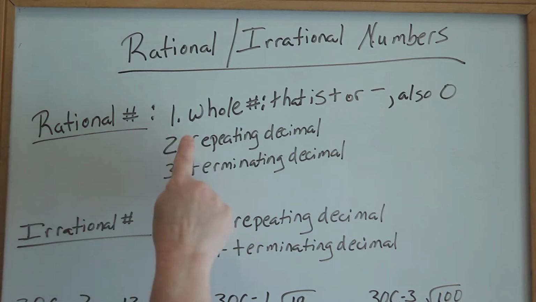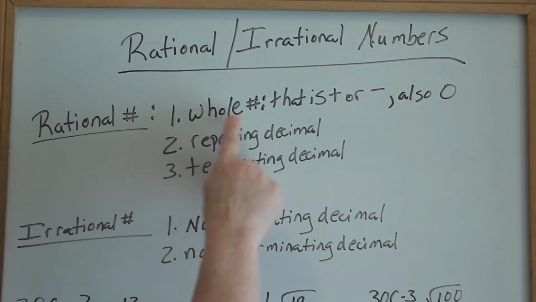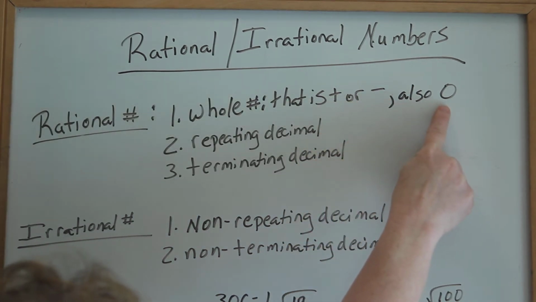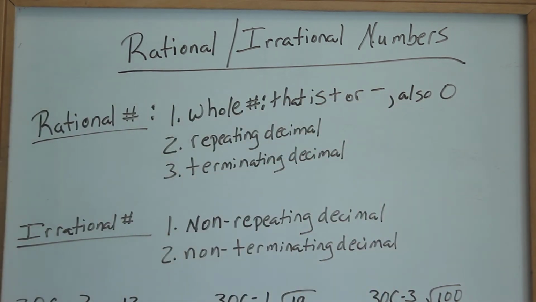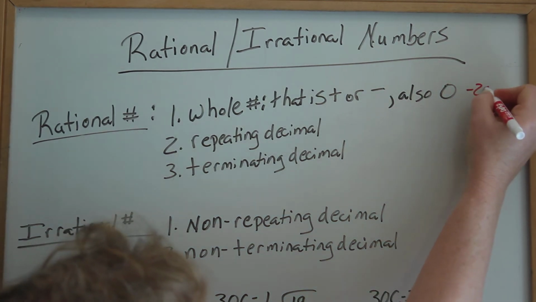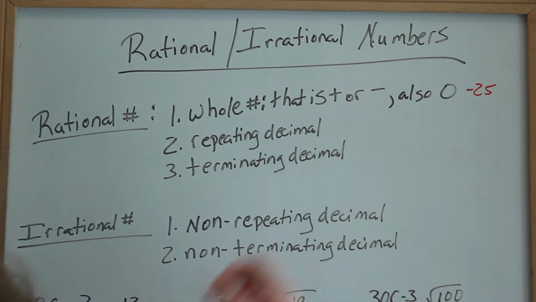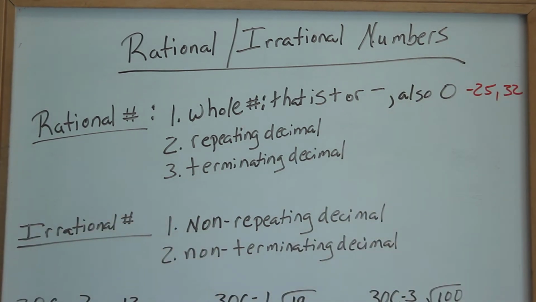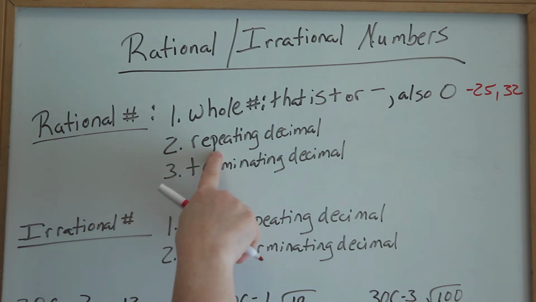A rational number is a whole number that is positive or negative. 0 is a rational number. So, for example, a whole number that's positive or negative. Negative 25, that's a rational number. 32, okay, that's a rational number. Also, repeating decimals are rational.